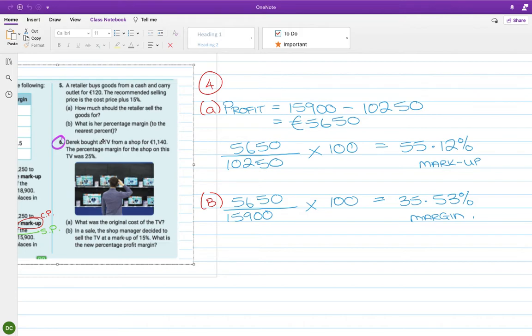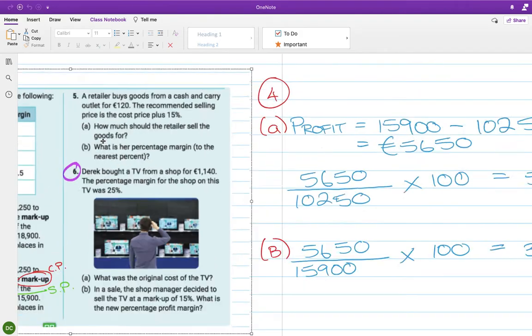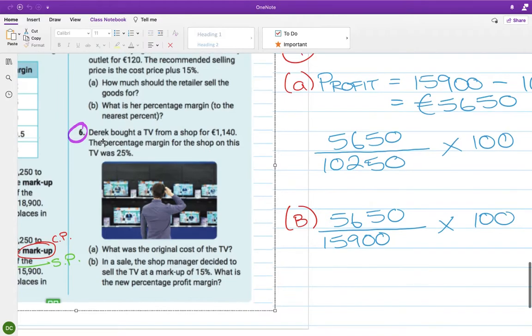Okay, so then we have 6. So 6 says, Derek bought a TV from a shop for €1,140. The percentage margin for the shop on this TV was 25%. What was the original cost of the TV?